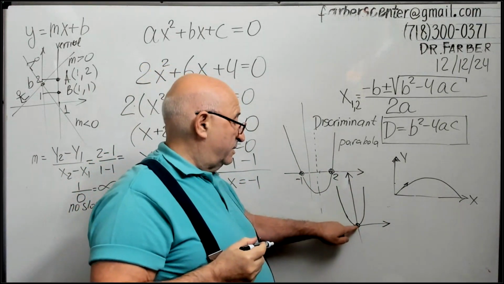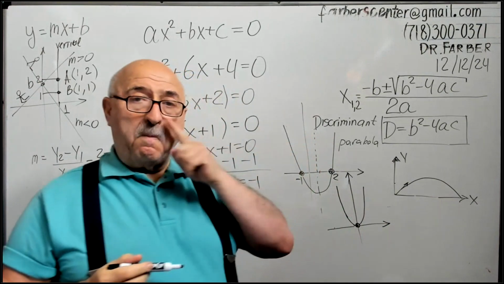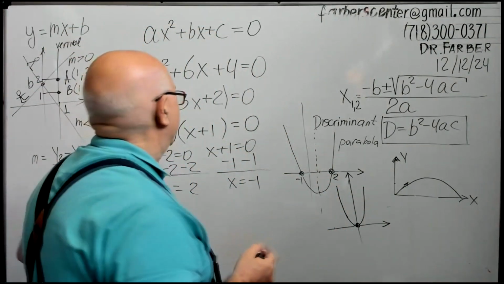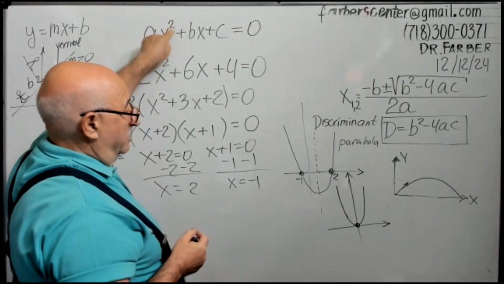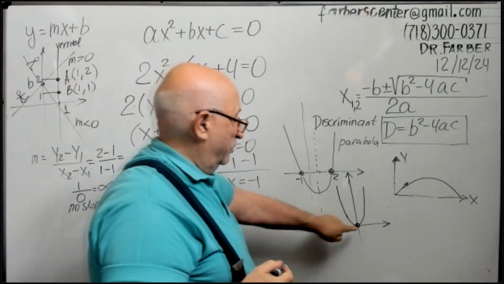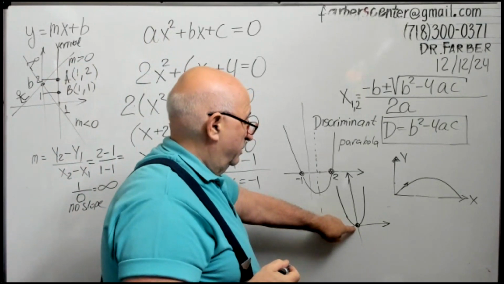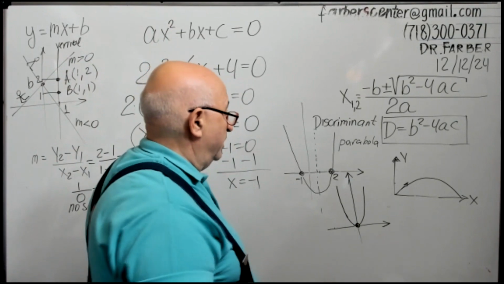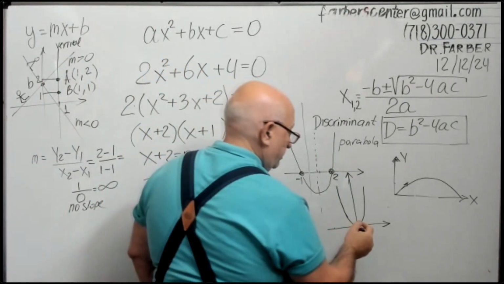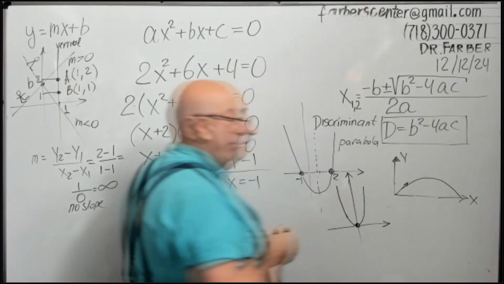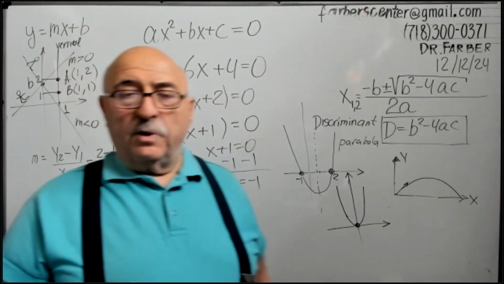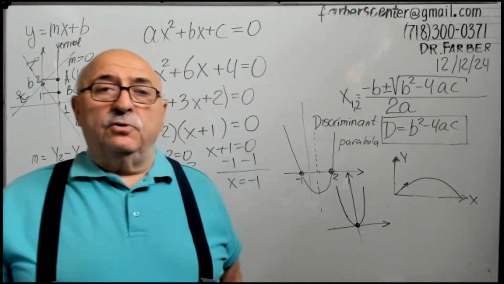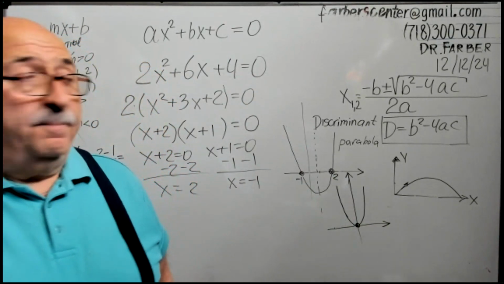And in this case, we have only one common point. I remember one student asked, Dr. Farber, you said it's supposed to be two roots, and we have only one root. How to avoid this contradiction? Easy. It means we have two roots, but they are the same. In which situation are the two roots the same?